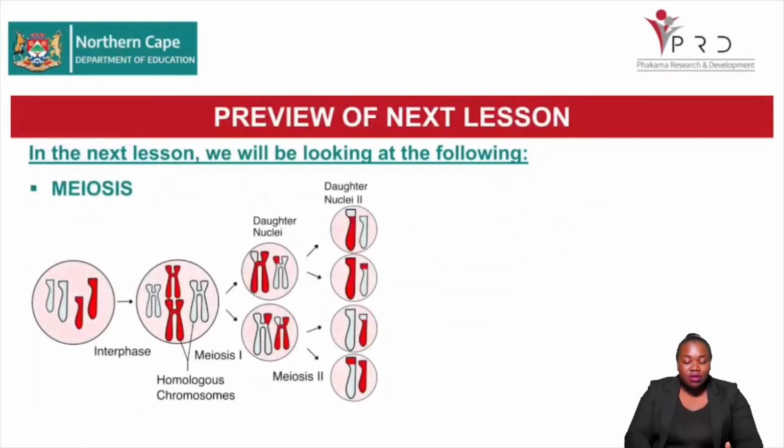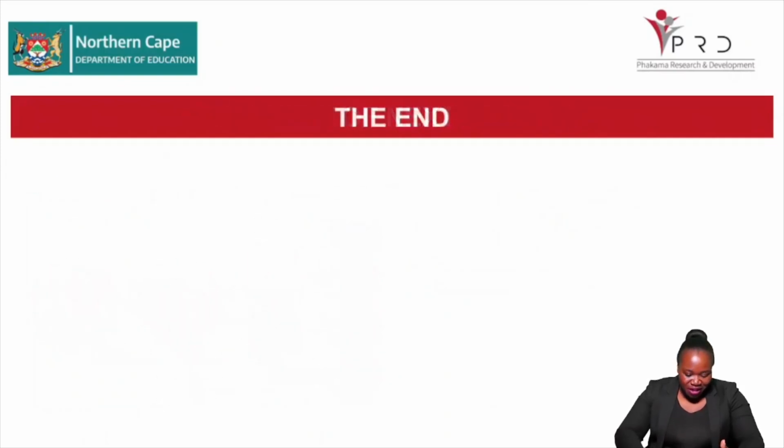So in the next lesson, we'll be moving on to meiosis. We are going to be looking at the process of meiosis. We are going to be just looking at each process and going through the processes that happen in each of these phases.